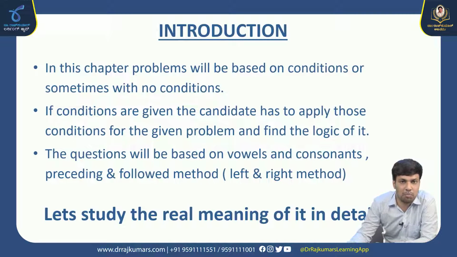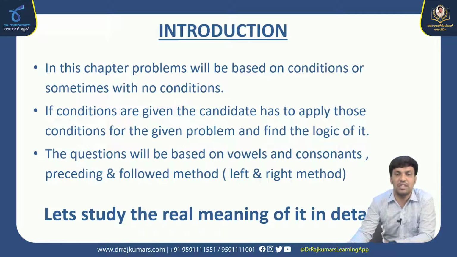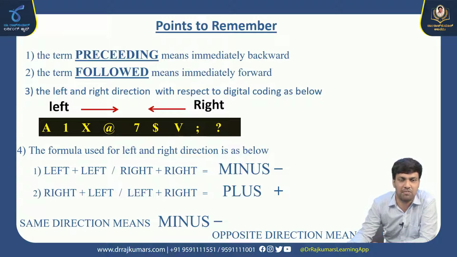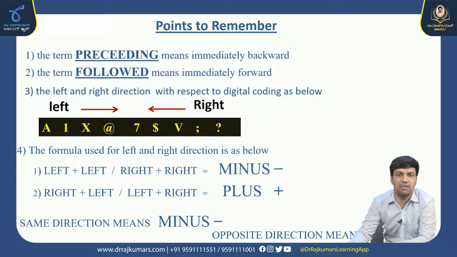There are two types of problems in this chapter, vowel and consonant method as well as preceding and followed method. The preceding and followed method is also called the left and right method. Let's study the real meaning of it in detail now. There are some key points which need to be remembered for solving these kinds of problems. Let's see what they are now.